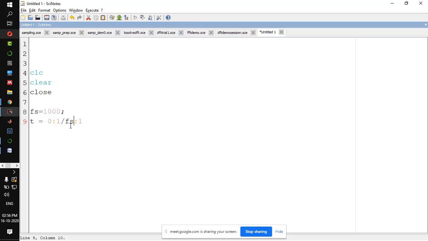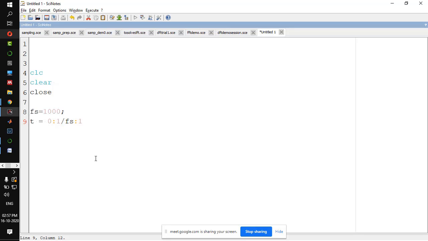When I say 1 by sampling frequency, what is the value of this? So it starts from 0 and ends at 1 second in a time step of 0.001. But instead of directly writing 0.001, I have written it in terms of sampling frequency. The total length should be 1000, but when I define it like this, the total length will be 1001. Why? Because it includes 0, and I included 1 as well. So I have to exclude the last sample. It should be 0 to n minus 1.